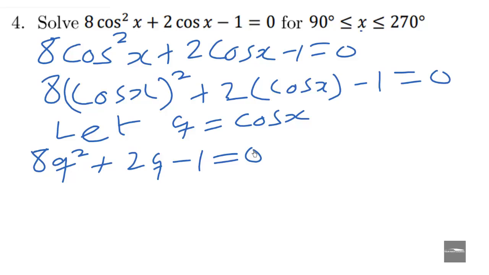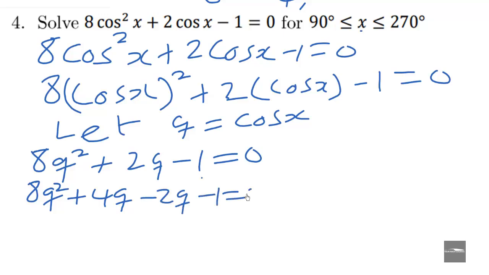We need to factor this quadratic equation. So how do we do that? First, we multiply the 8 by the negative 1 to get negative 8. So factors of negative 8 that when you add you get positive 2. That will be positive 4 and negative 2. So we can split the middle term: 8q squared plus 4q minus 2q minus 1 equals 0.